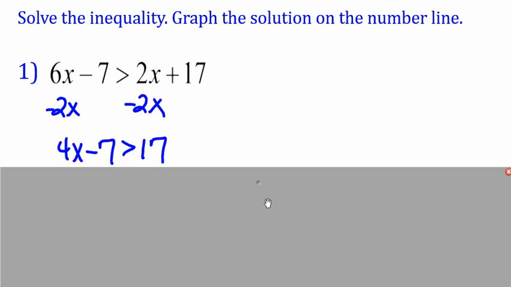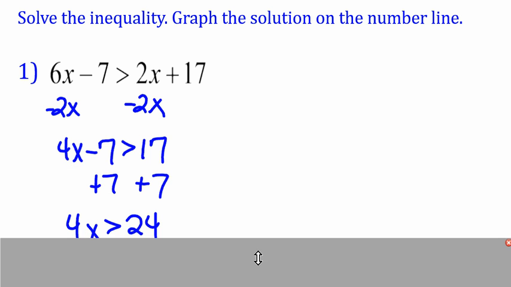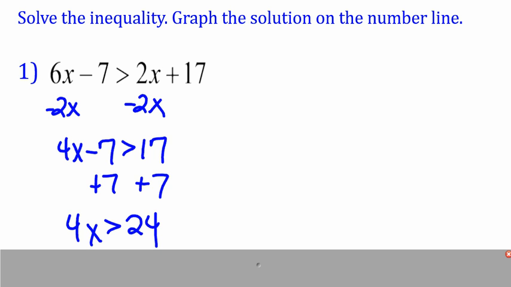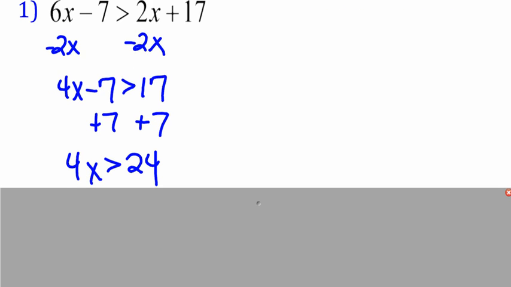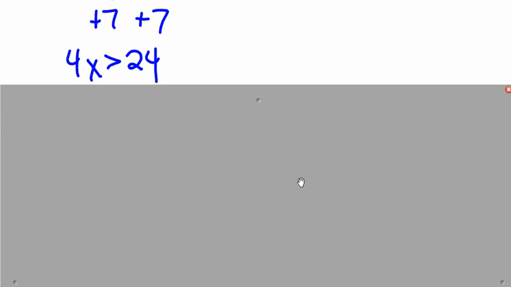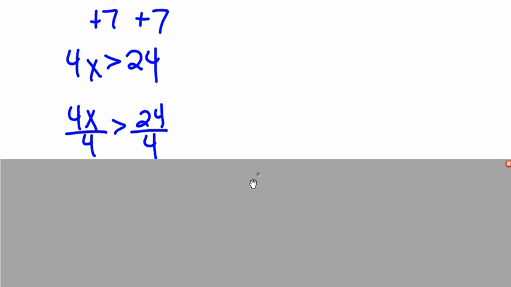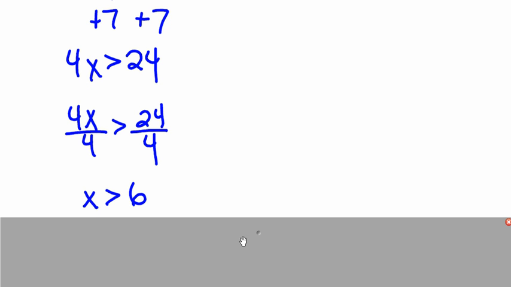So now I have 4x minus 7 is greater than 17. We're going to undo that subtraction by adding 7 to each side. So now 4x is greater than 24. We're then going to undo the multiplication by division. So we're going to divide each side by 4, and it says that x is greater than 6. So what does that mean? 6 is kind of our boundary, right? And x, being the variable, is saying any values more than 6 meets the requirements to my original inequality.